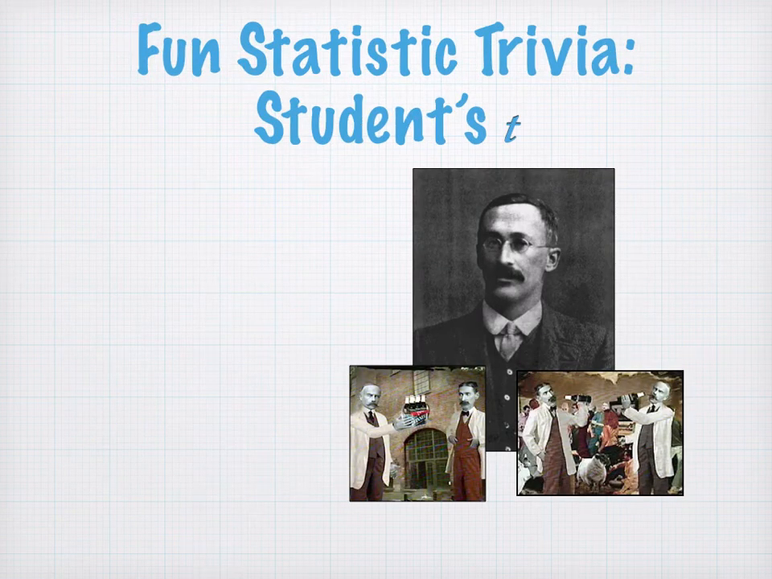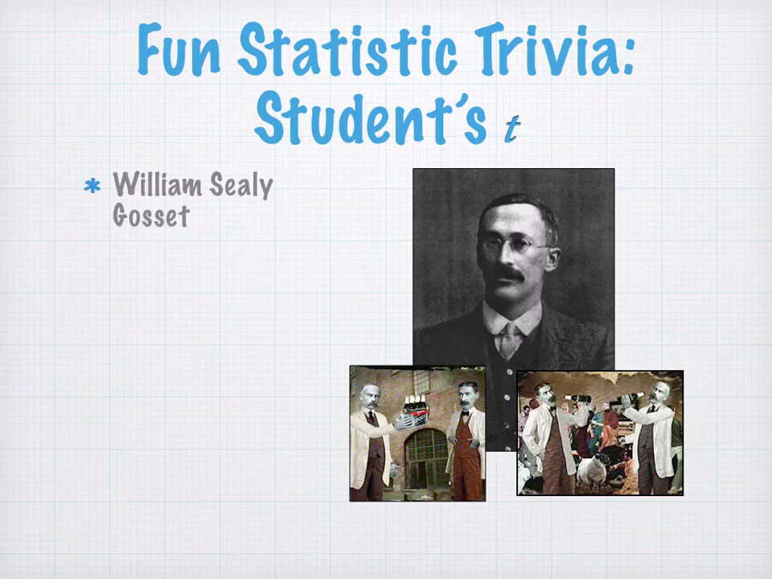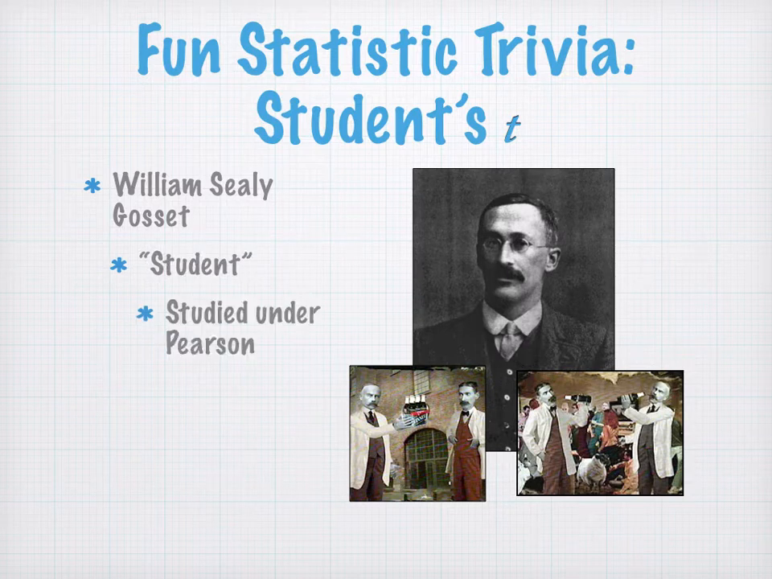So let's start out our t-test talk with some fun statistic trivia. The t-test was developed by William Sealy Gosset, who you see here, and he was called Student. That's what they called him. And he was Student because he was a student of Pearson, which is where he got his nickname.